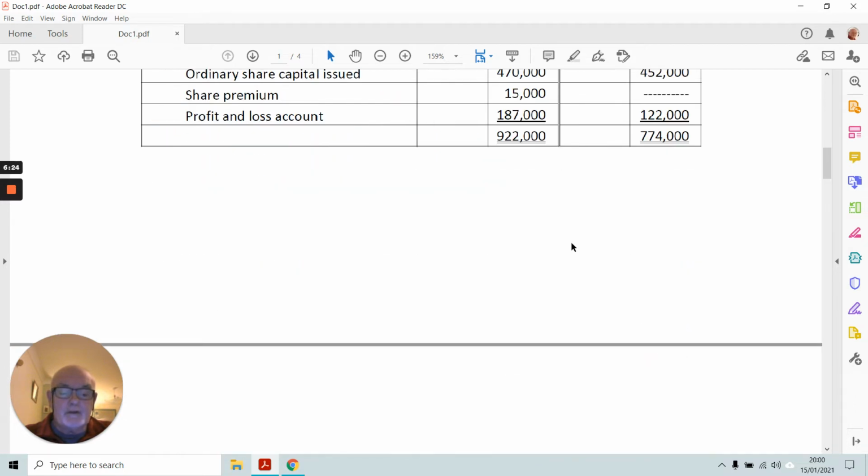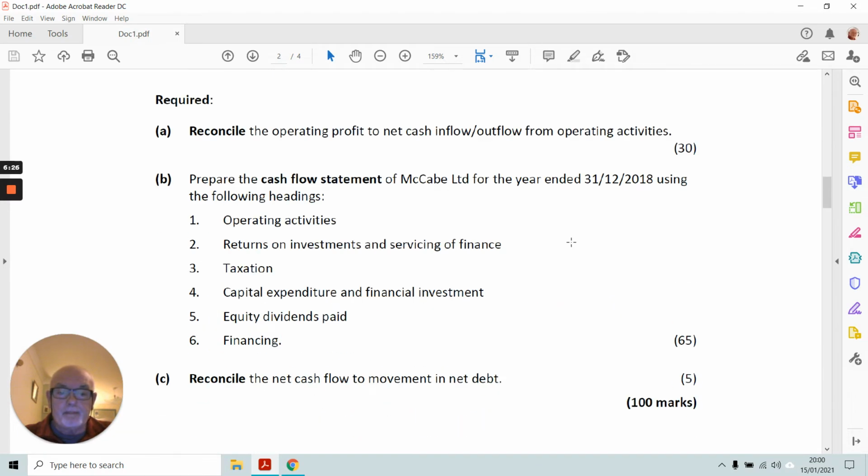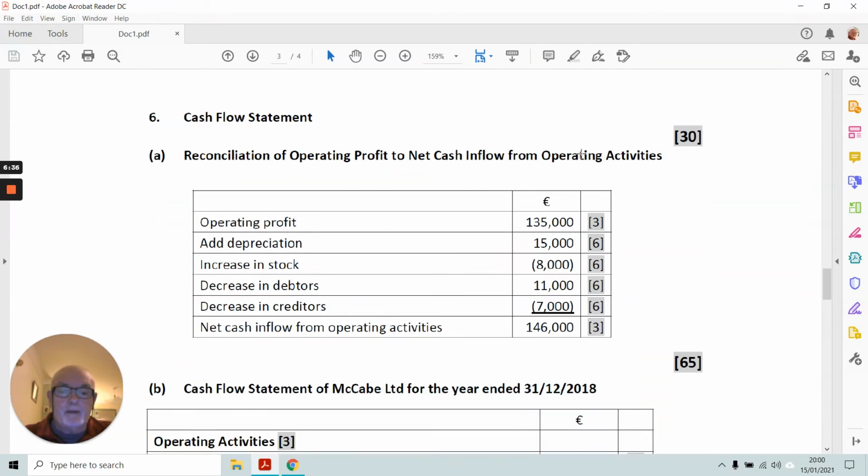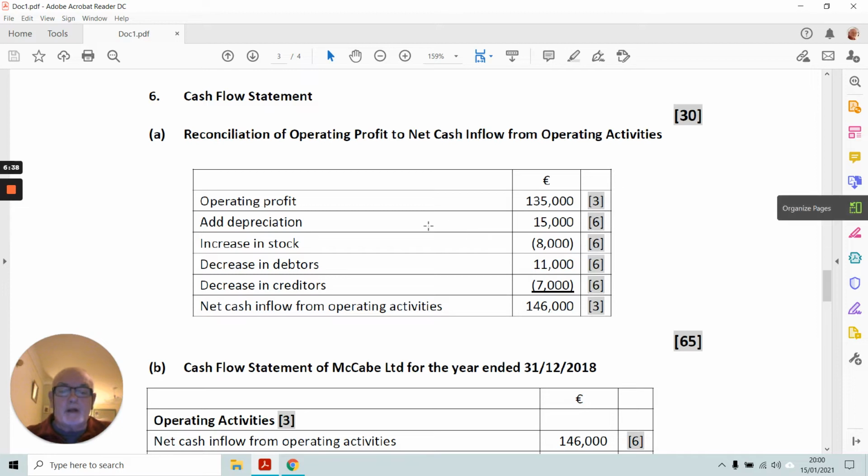Okay, so to the solution. 30 marks for doing a reconciliation between the operating profit and the net cash inflow. So let's have a look at that. We start off with our operating profit of €135,000.